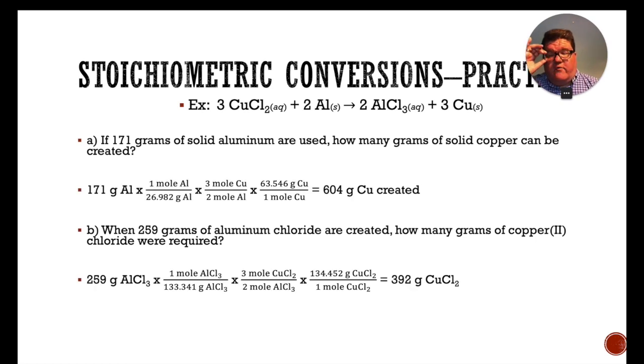So, for our 2 examples here, in the first, if 171 grams of aluminum were used, we could create 604 grams of copper following very similar conversions to what we did previously. And then with 259 grams of aluminum chloride being produced, we could create around 392 grams of copper 2 chloride. We would require 392 grams of copper 2 chloride.